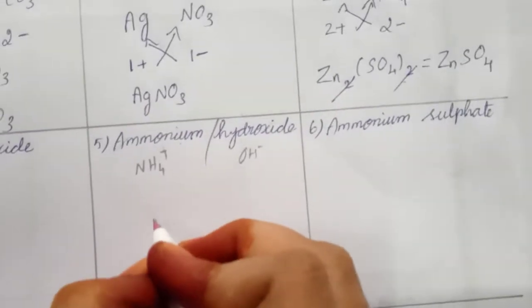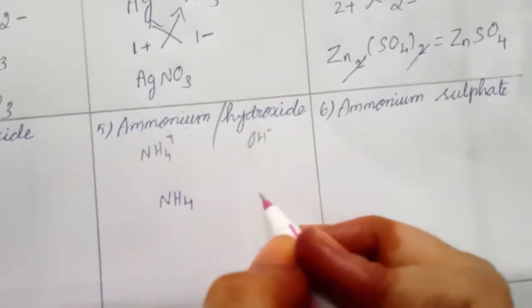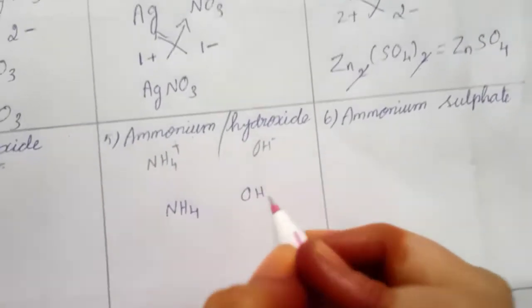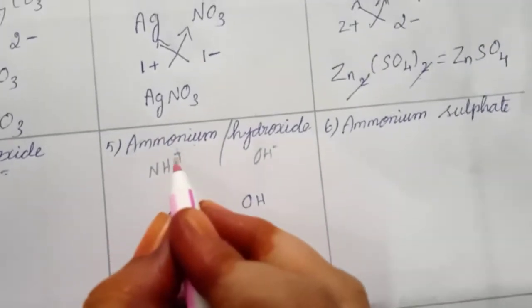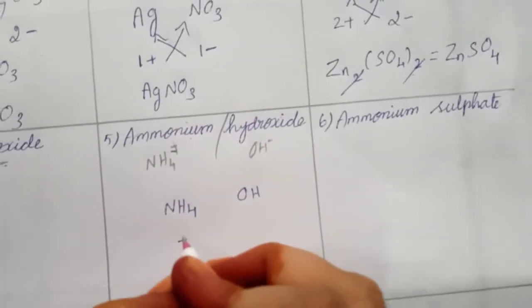And what is the first step? Write the symbol. Symbol for ammonium ion is NH4. Symbol for hydroxide ion is OH. And what is the charge? Here there is no number, so 1+.